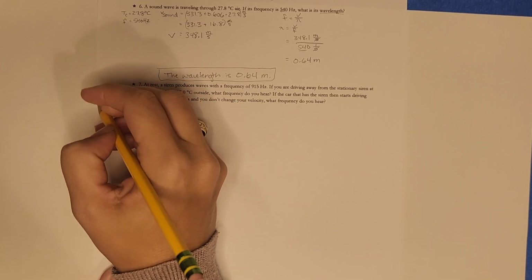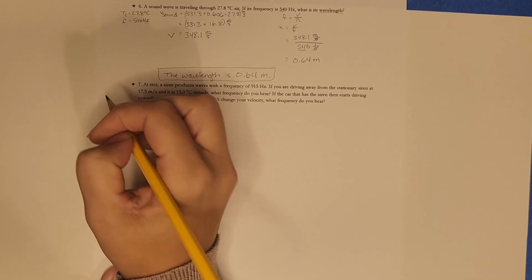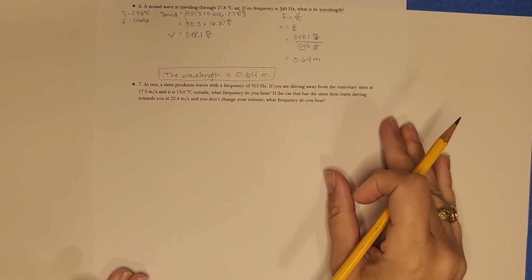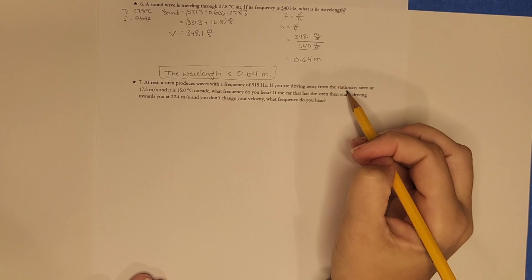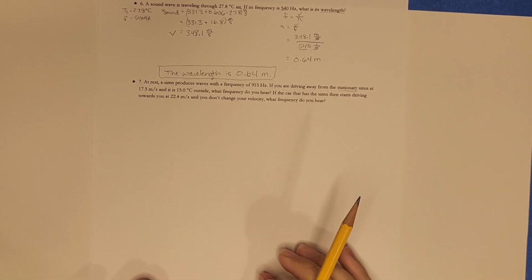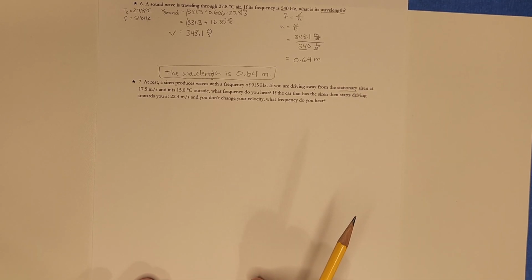For question 7, at rest, a siren produces waves with a frequency of 915 hertz. If you're driving away from the stationary siren, this is a key here, at 17.5 meters per second, and it is 15.0 degrees outside, what frequency do you hear? If the car with the siren then starts driving towards you at 22.4 meters per second and you don't change your velocity, what frequency do you hear? So we have 2 separate questions here.